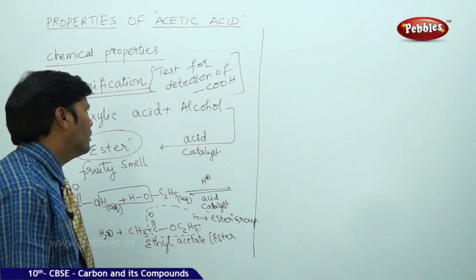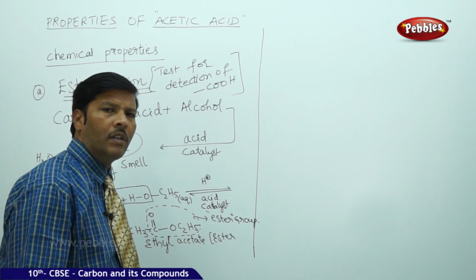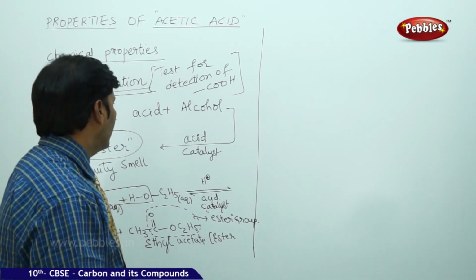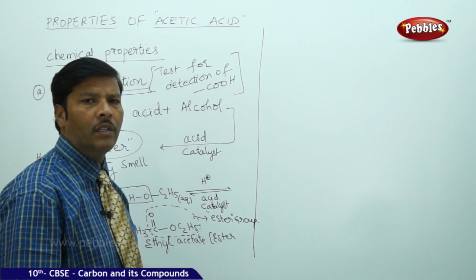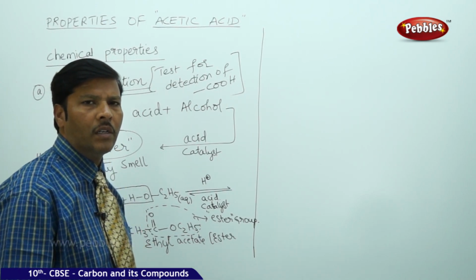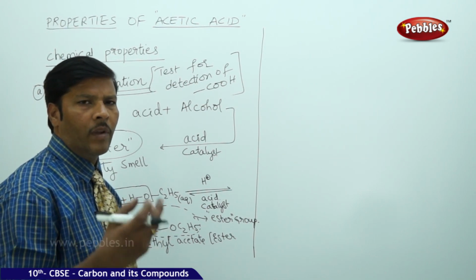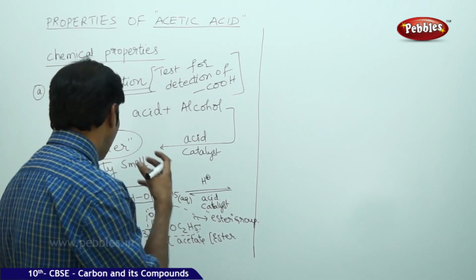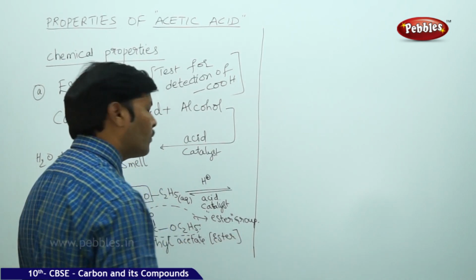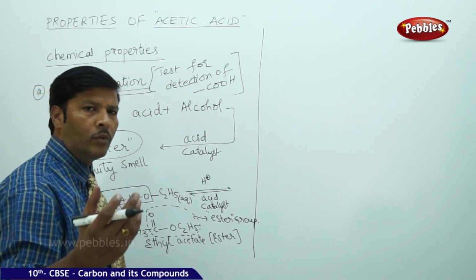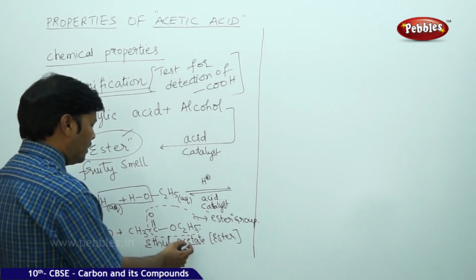When alcohol is added to the carboxylic acid in the presence of a small amount of mineral acid, that is, add 2 or 3 drops of HCl to the acetic acid and ethyl alcohol, and shake it for a few seconds, and then take it to the Bunsen burner and heat for 2 or 3 minutes, sweet smelling vapors are obtained. That is a fruity smell. That fruity smelling compound is nothing but ester. Here the ester is ethyl acetate.